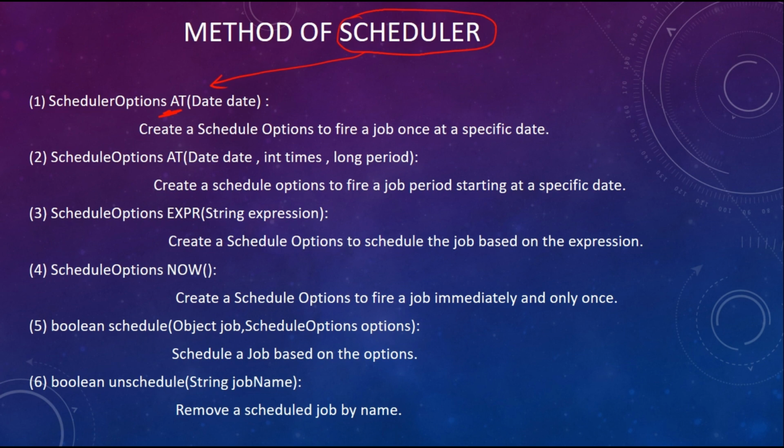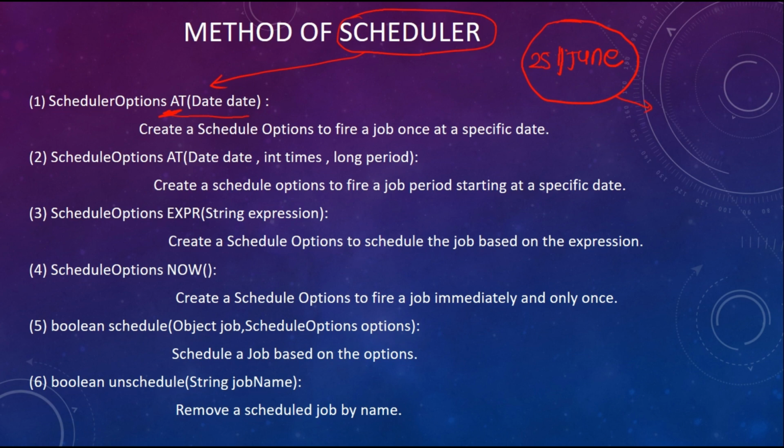If you want to fire the job once at a specific date, then you can go with this add method. Consider someone's birthday is there and you want to send some message on his birthday. How can we do that? Based on the date we can schedule the job. Consider that on 25 June that guy has a birthday. This is nothing but our object, and this object we want to execute.